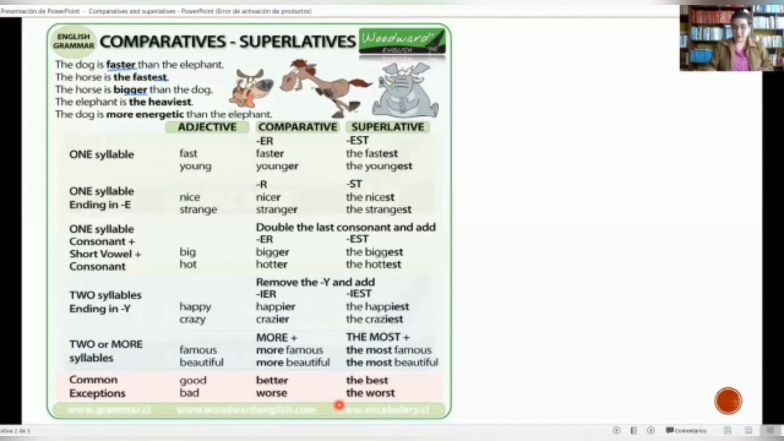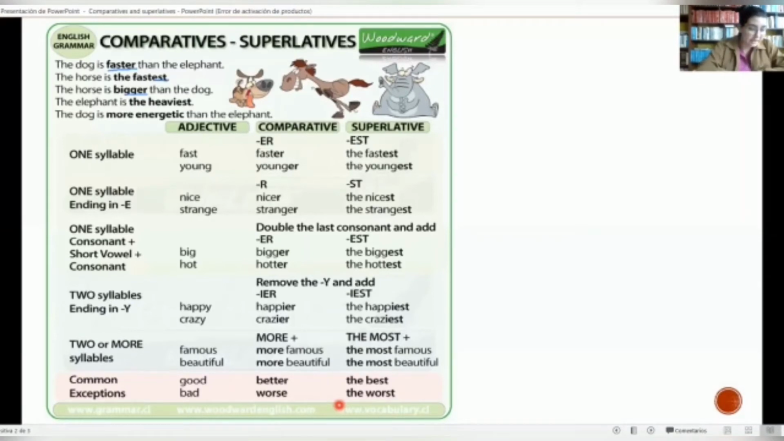We have on page 101, this one, 101, the review about comparative and superlative. It says, find the comparative and superlative structures in the dialogue.